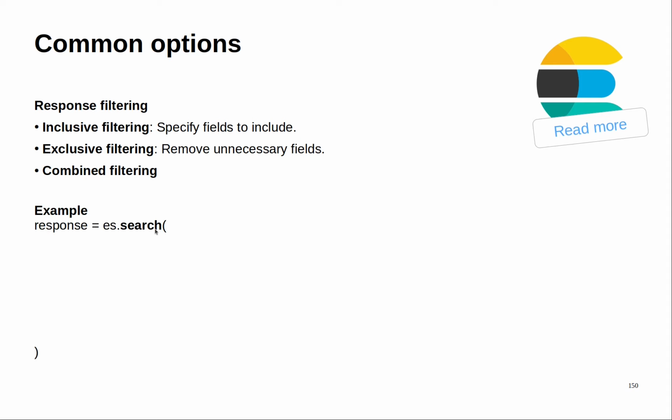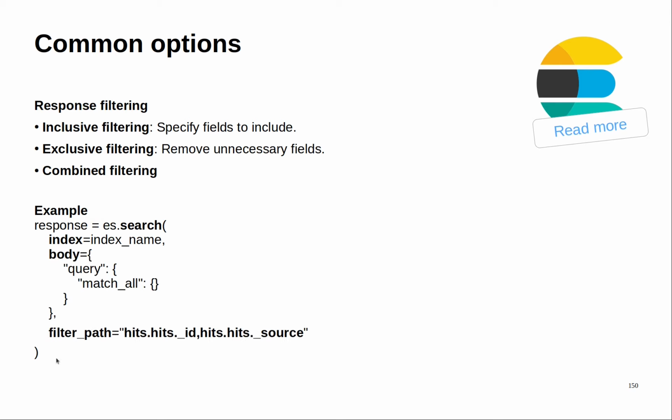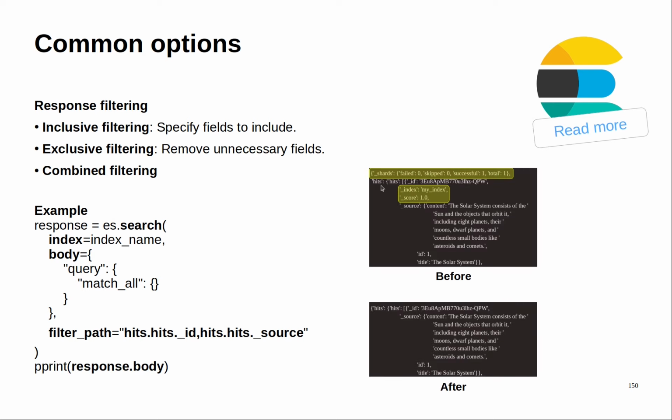In this example, we are going to use the search method. Here's the index. Here we are going to match all documents, and by using the filter path parameter, we can filter the response. Let's see the situation before and after. And here we are printing the body. Before filtering, we had the shards dictionary, and each document contained the index and the score. Here you see that we specified that we only want to get the hits dictionary, and inside each document we want to take the ID and the source, nothing else.